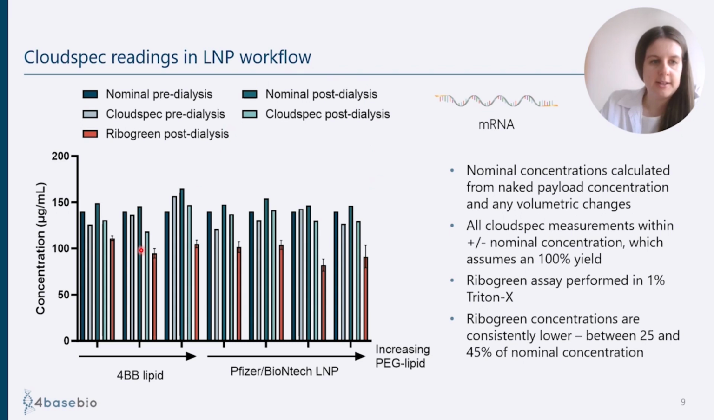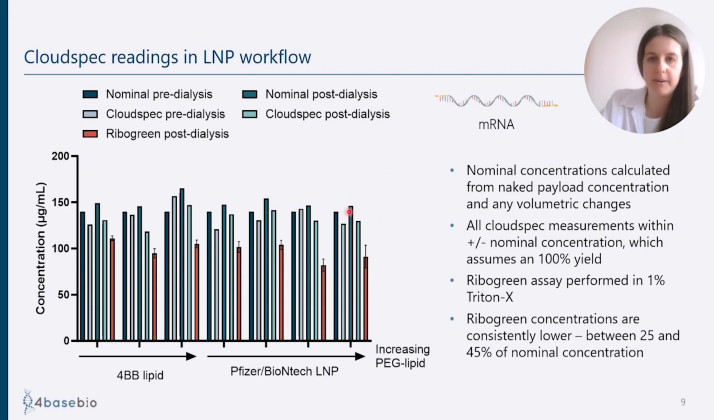After dialysis, in this case, the concentration was expected to go up very slightly as per the nominal concentration, but that is measured with a pipette, not particularly accurately. And you can see that the CloudSpec was able to detect a slight increase in concentration compared to the pre-dialysis measurement for all of those formulations, although again it's still slightly below the predicted, but we are not expecting 100% yield. You're never going to take all of the volume out of your dialysis cartridge.